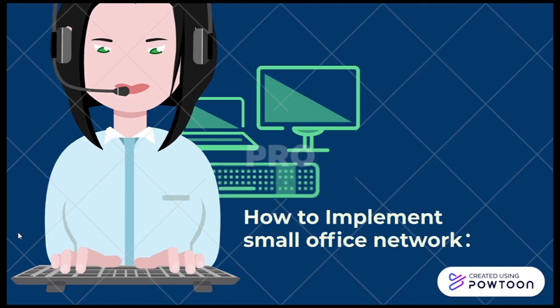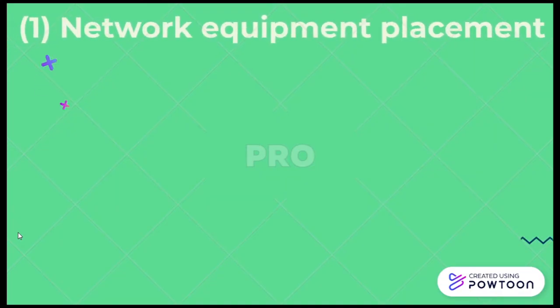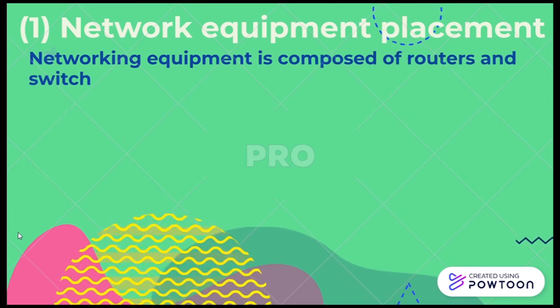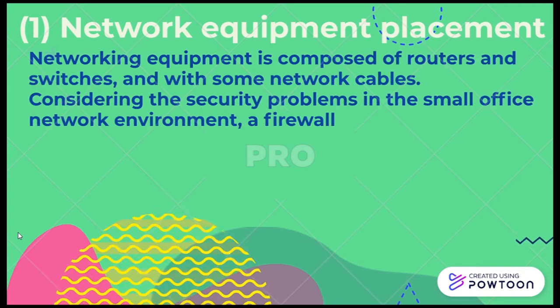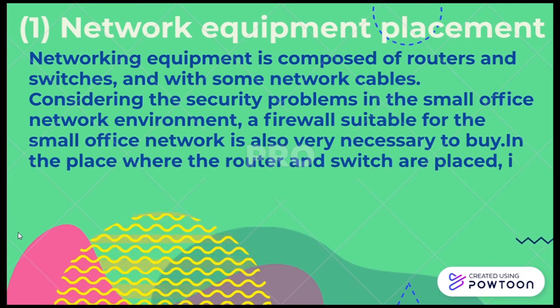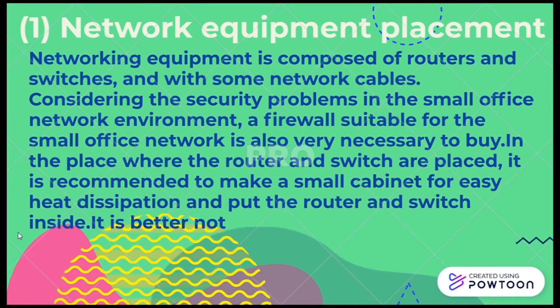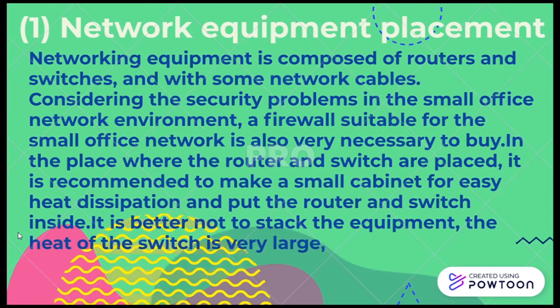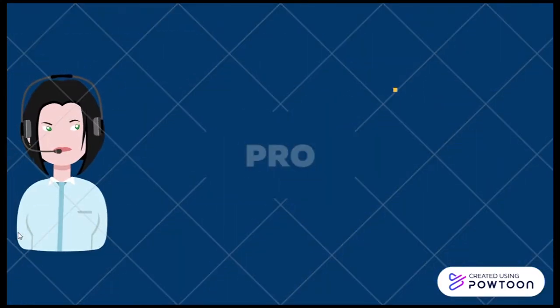Next, how to implement a small office network. First, network equipment placement. Network equipment is composed of routers and switches with some network cable. Considering security in the small office network environment, a firewall suitable for the small office network is also very necessary to buy. It is better not to stack equipment on top of the switches if they are very large. If stacked, the heat cannot be released.